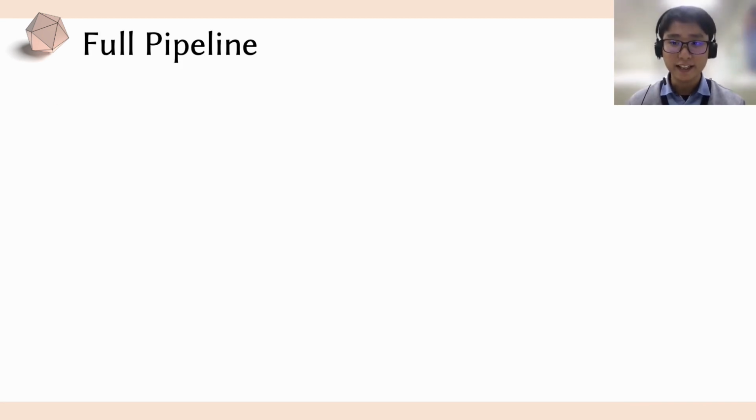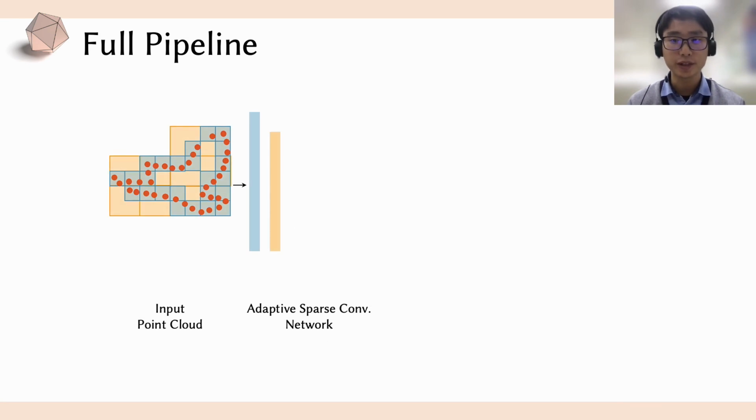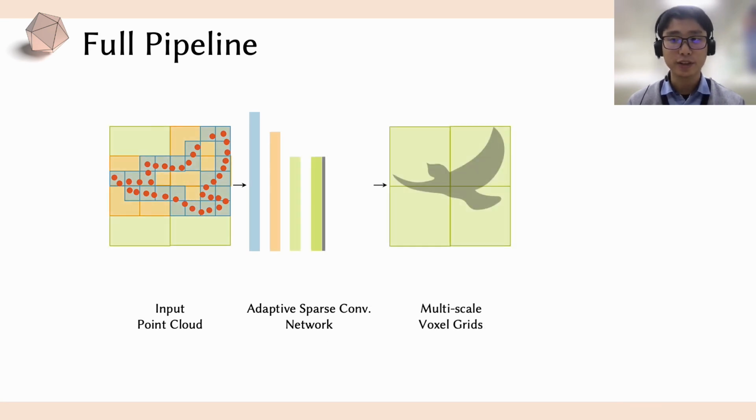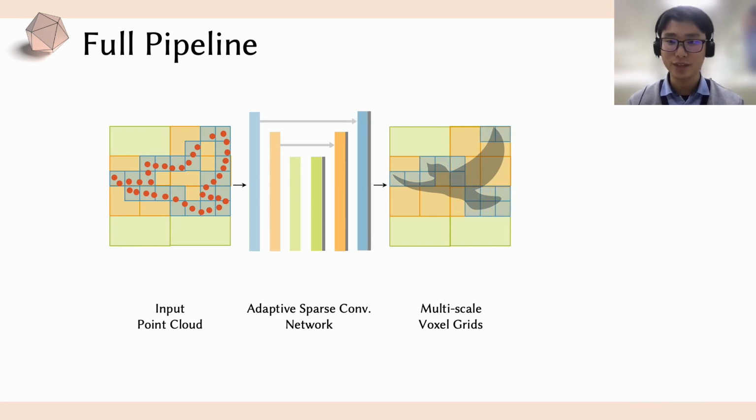Our full pipeline hence goes as follows. Given an input point cloud, we first feed it through an adaptive sparse convolutional neural network. Such a network resembles a CNN backbone with encoder, decoder, and skip connections, but with sparse voxels processed by sparse convolutions. Moreover, in the decoder, a structure prediction branch is added after each layer to predict the existence of finer level voxels. This allows us to build a multi-scale voxel grid whose joint domain forms the solution space of the surface fitting solver.